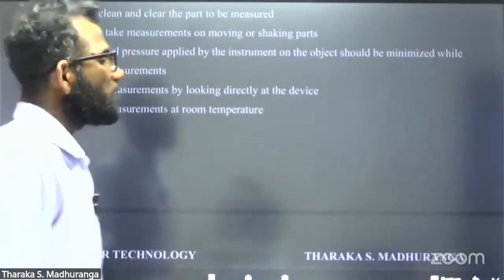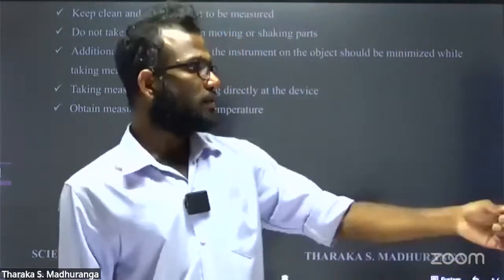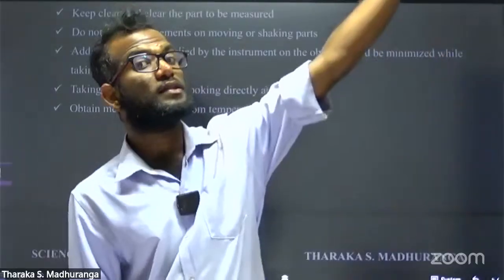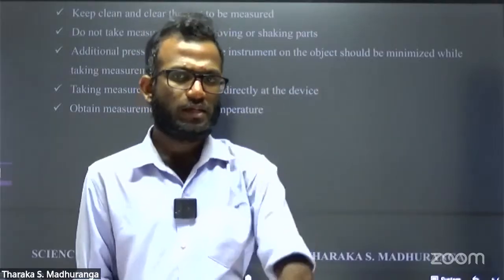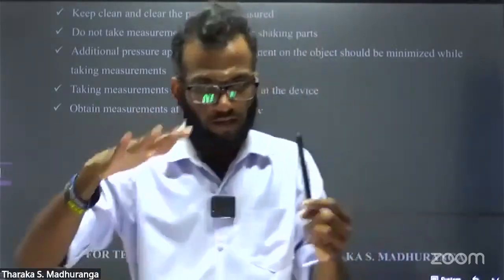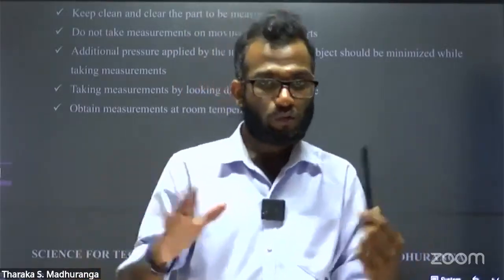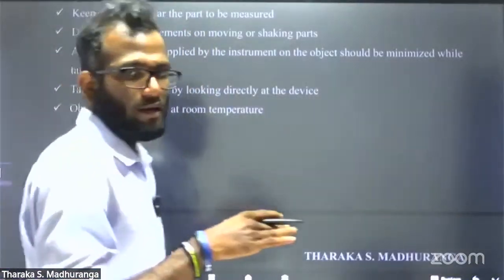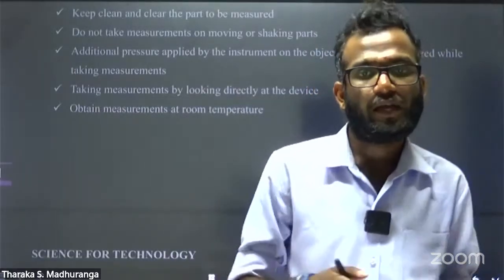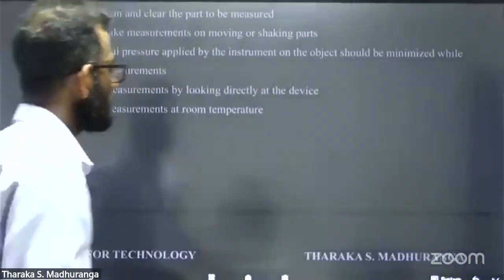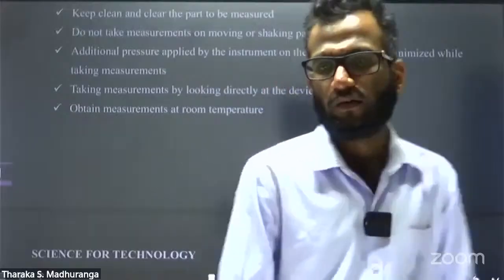Taking measurements by looking directly. Looking directly means we can't take the measurement like this, or like this, or like this. We have to maintain eye level. You already know, I think in O-level time, when measuring some liquid with a measuring cylinder, you have to measure it at eye level, otherwise the measurement is wrong. Not only for volume measurements, for every measurement, if we can get to eye level, it is perfect. It can avoid errors.